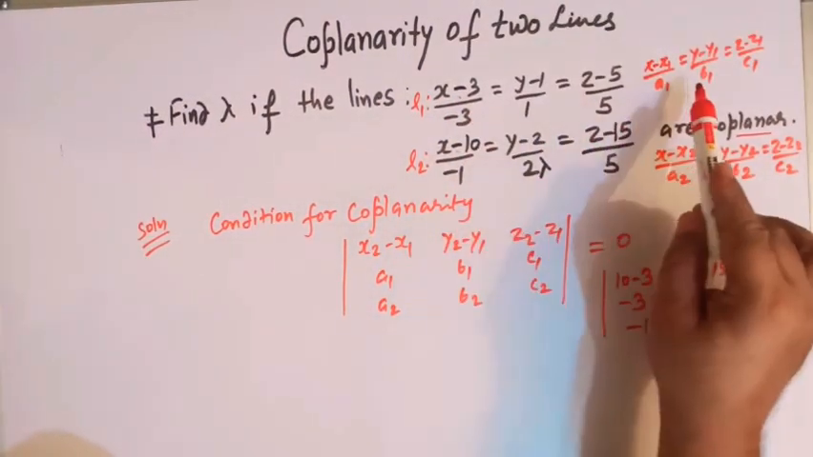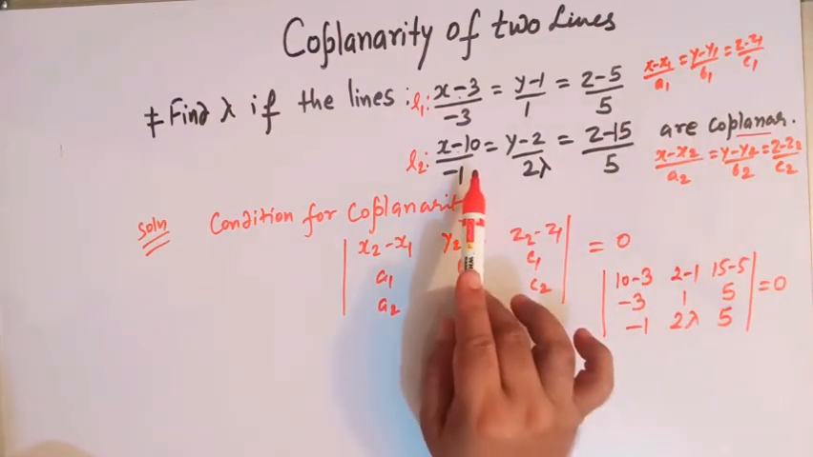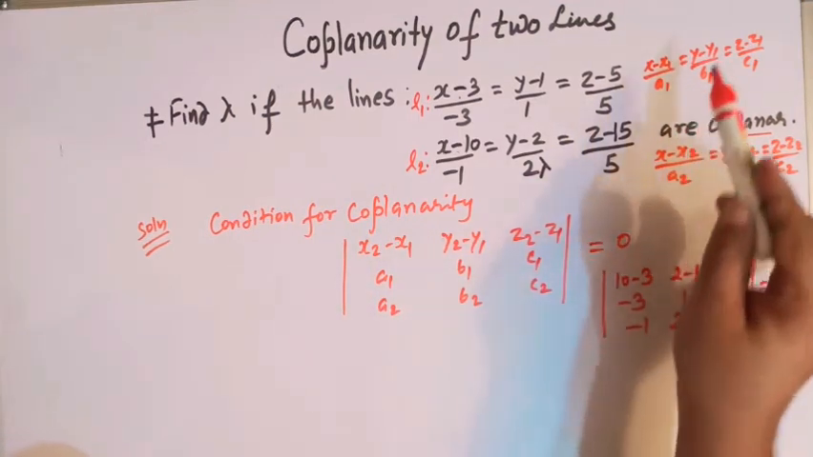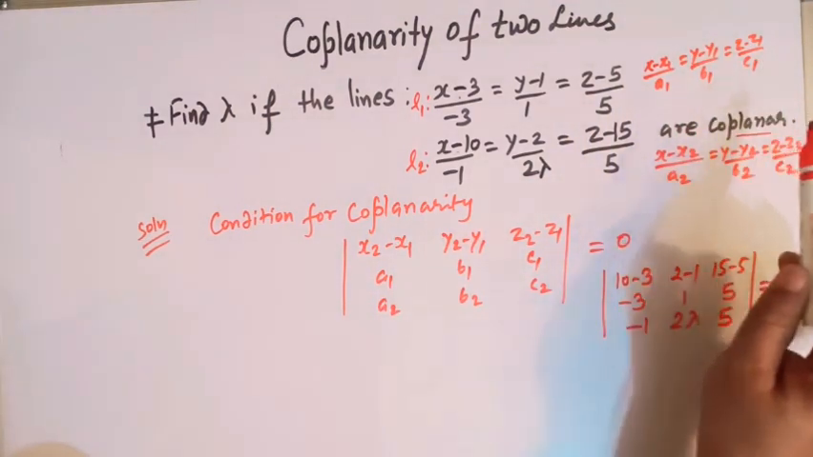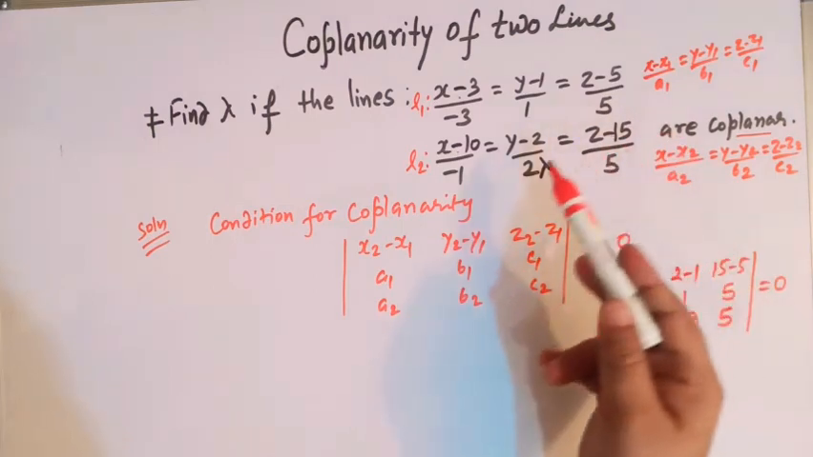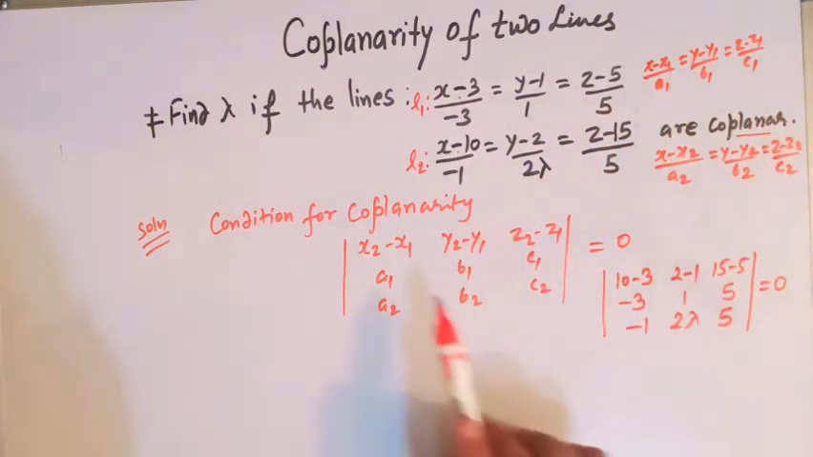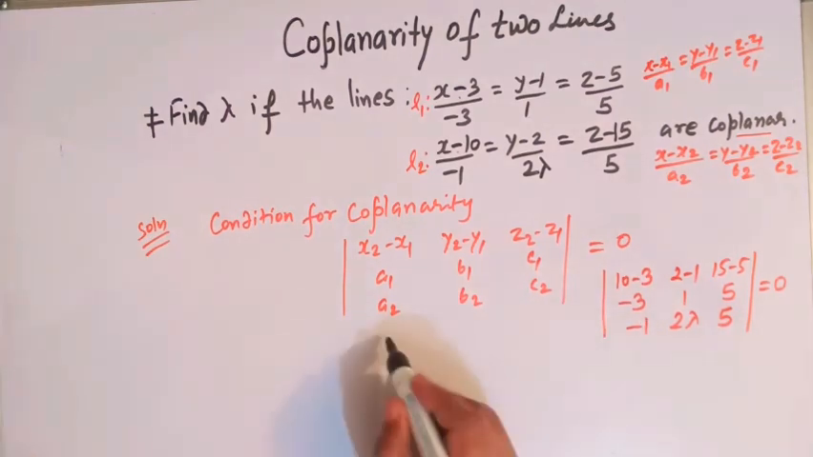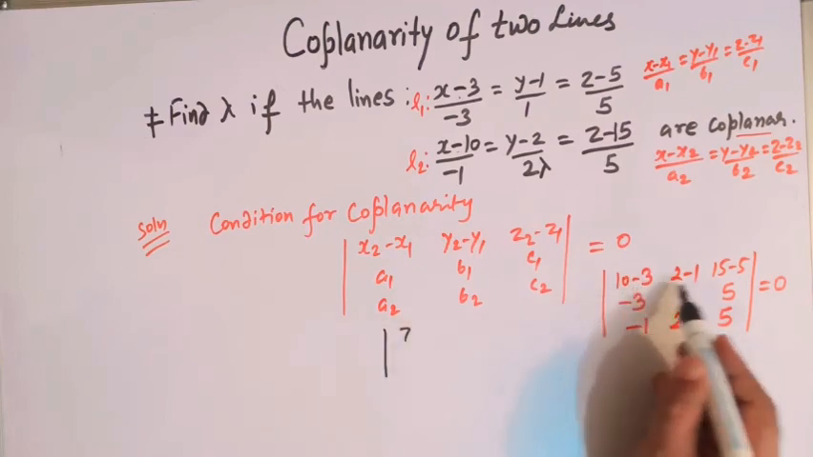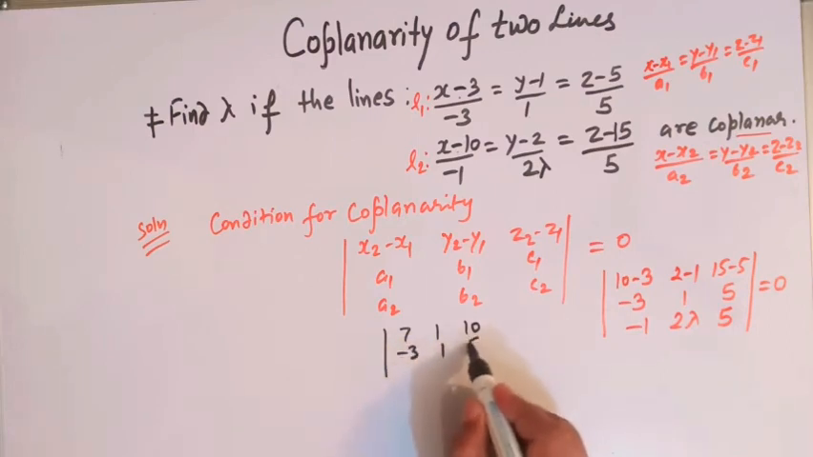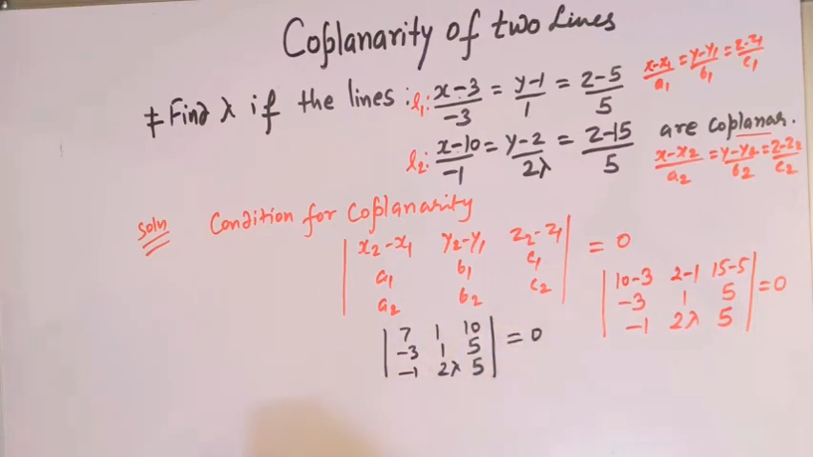So we have compared this equation with this standard form, and again we have compared this equation with this standard form, and we have obtained the values of x1, y1, z1, x2, y2, z2, a1, b1, c1, and a2, b2, c2, right? And substituting those values in this determinant, now this determinant is equal to 7, here we have 7, 1, 10, and minus 3, 1, 5. Here we have minus 1, 2 lambda, and 5. That is equal to 0.